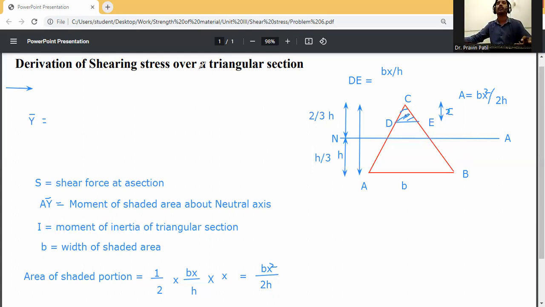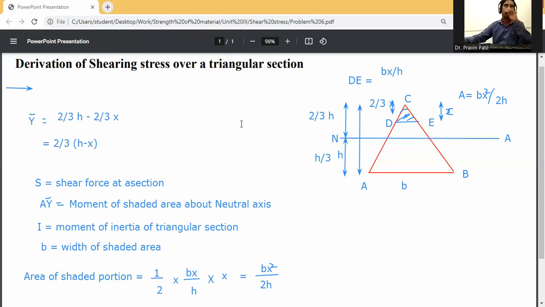So from the top, how much will it be? The CG of this triangular section from the top is 2/3 of x. So the CG of this will be at 2/3 of h minus 2/3 of x. Taking 2/3 common, it will be 2/3 of (h minus x). So this one is y bar.